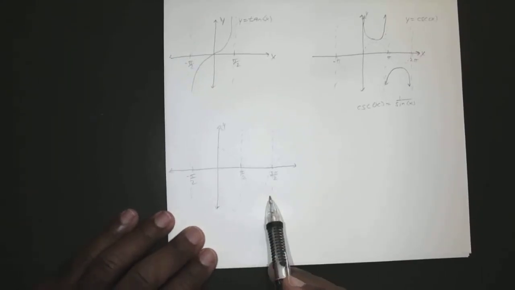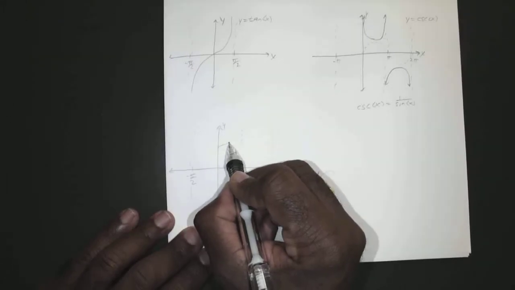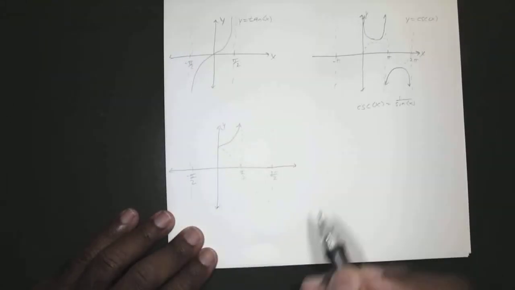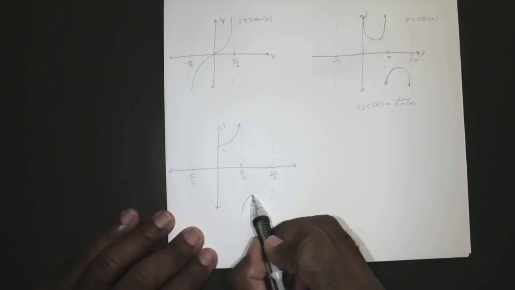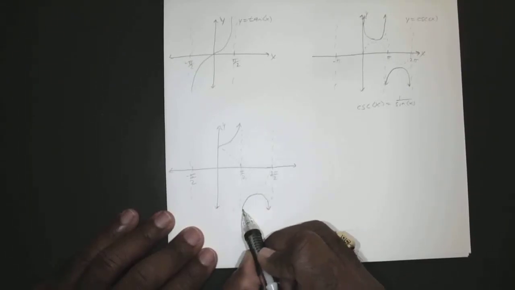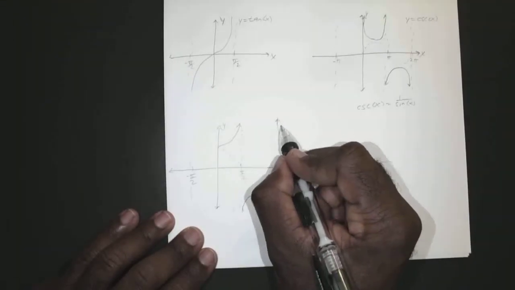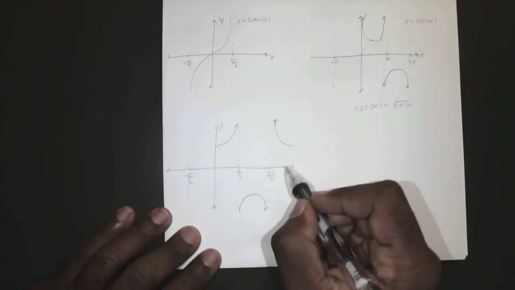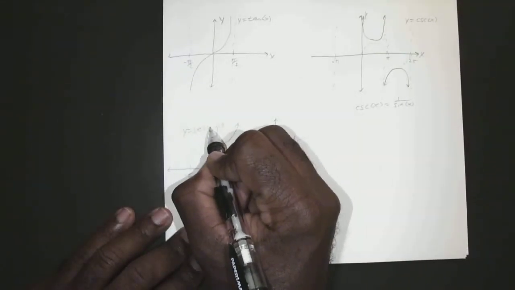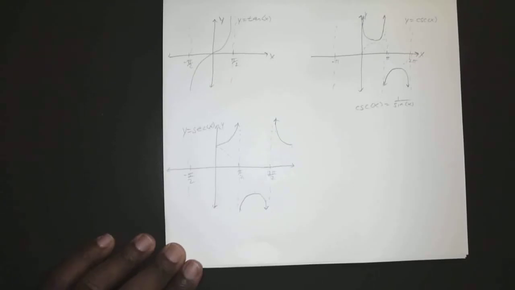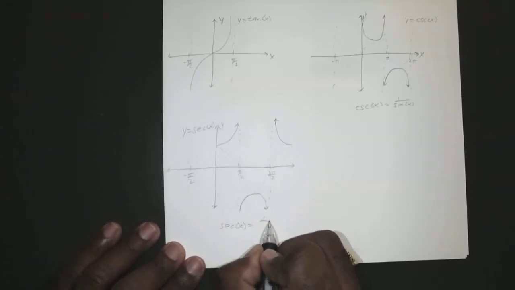Then we know the reciprocal of cosine, which is secant, is just flipped. Okay, so it goes like that. This kind of flips that way, and this one kind of flips like that. Okay, so this is our y equals, I'll move it over here, secant of x. Secant of x is just 1 over cosine.